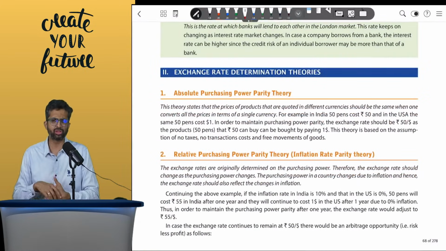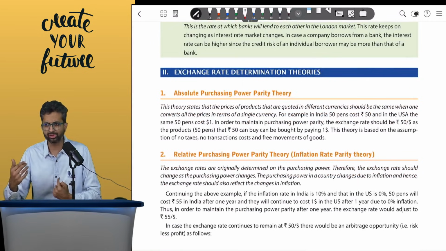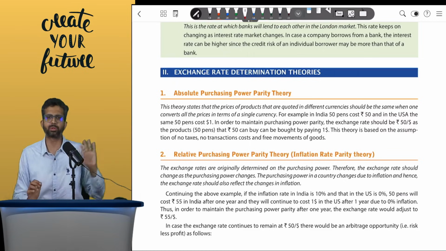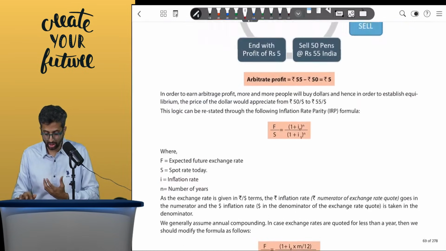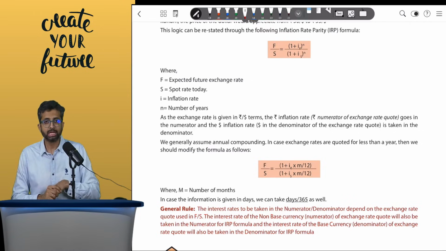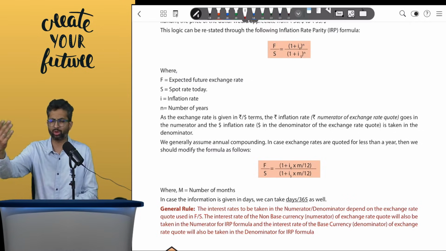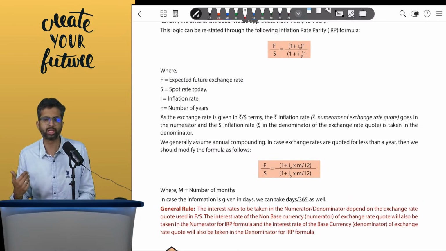Exchange rate determination theories: we said that the exchange rate is determined based on the purchasing power, and the reason why the exchange rate should change, among other things, is that the purchasing power changes, and the purchasing power changes because of inflation. So your exchange rate can be forecasted as F by S is equal to 1 plus the interest rate or the inflation rate of one of the currencies upon 1 plus the interest or inflation rate of the other currency. Now, what do you take in the numerator or denominator?